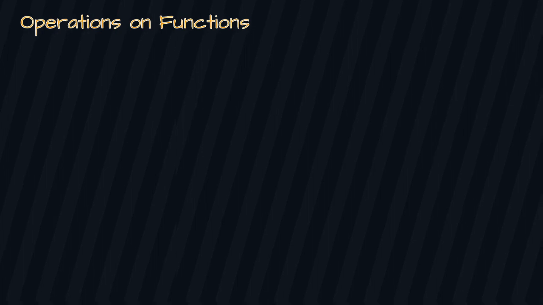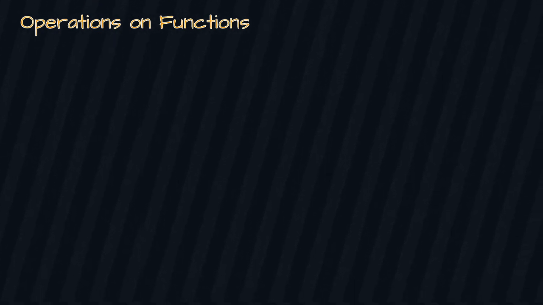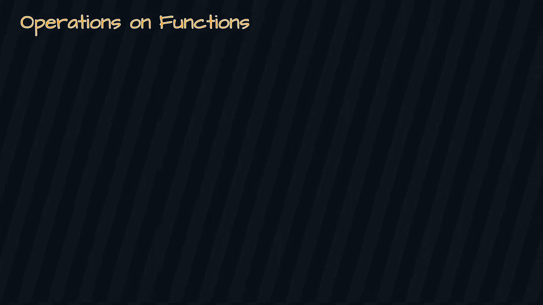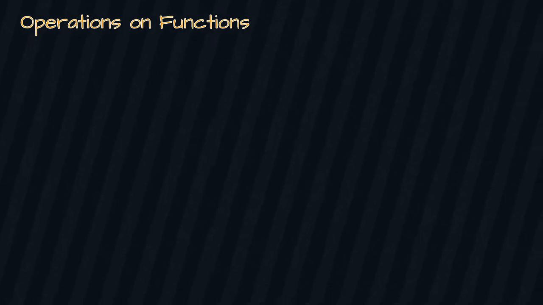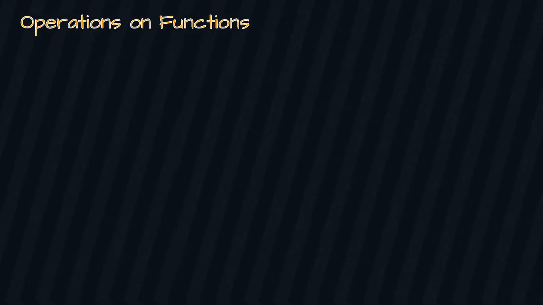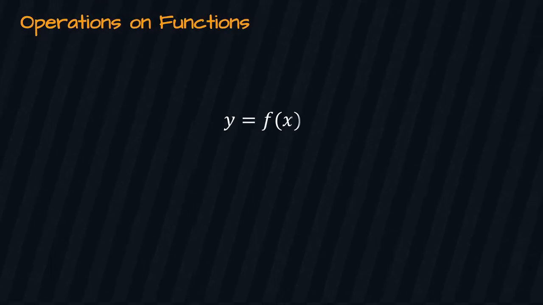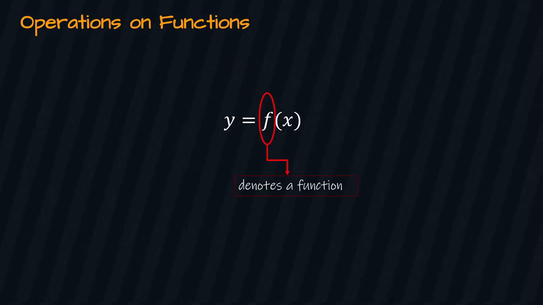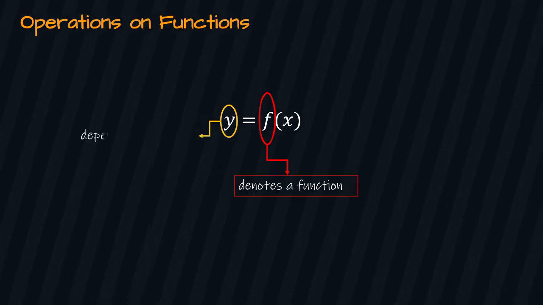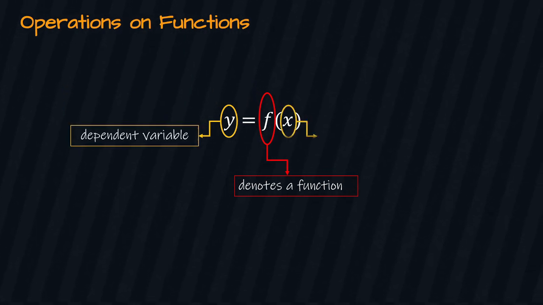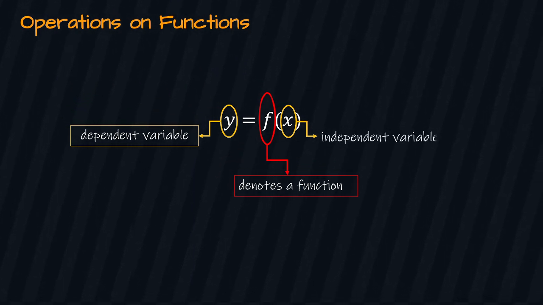Recall that a quantity y is a function of another quantity x if there is a rule such that when a value is assigned to x, it will correspond to a unique value of y. The functional notation is written in the form y = f(x), where f denotes a function, y is our dependent variable, and x is our independent variable.